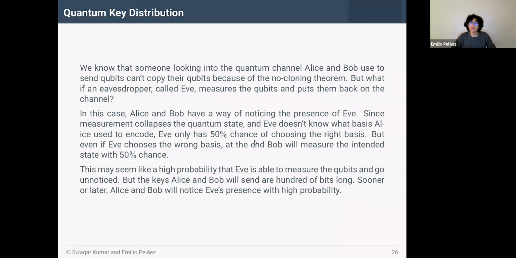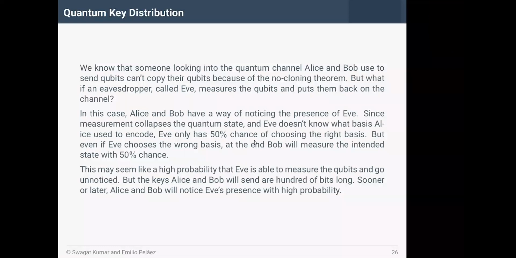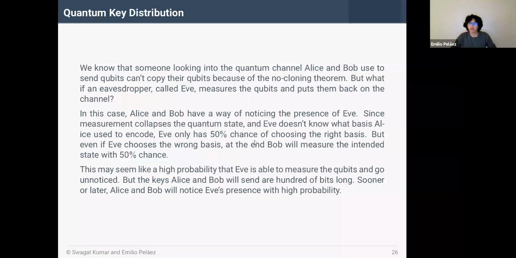So in this case, Alice and Bob have a way of noticing the presence of Eve, the eavesdropper. Since measurement collapses the quantum state and Eve does not know what basis Alice used to encode, Eve, like Bob in the last case, has a 50% chance of choosing the right basis. But even if Eve chooses the wrong basis, at the end, Bob will measure the intended state with 50% chance. So there's a probability that Eve gets away with it and goes unnoticed. So looking at just one bit, it looks like a high probability that Eve is able to measure the qubits and go unnoticed.